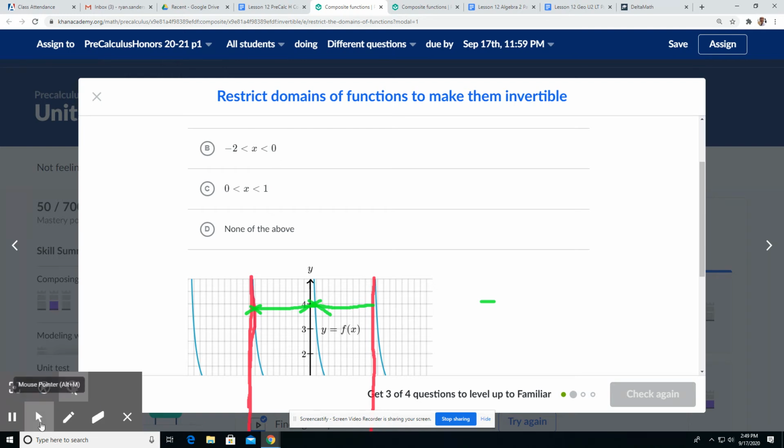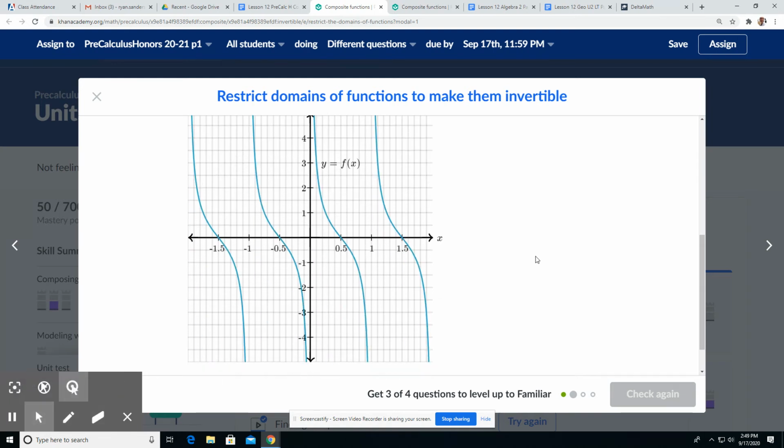-2 to 0. All right, let's look at -2 to 0. And here's -2. It's about right here somewhere. And here's 0 right there. And notice, once again, if I start and I draw my horizontal line anywhere in that sector, it has a double cross. So no, that one is not it either.